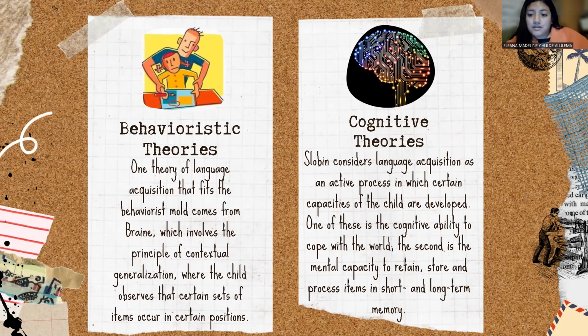And cognitive theories: Slobin considers language acquisition as an active process in which certain capacities of the child are developed. One of these is the cognitive ability to cope with the world. The second is the mental capacity to retain, store, and process items in short and long-term memory. These control the rate of acquisition.